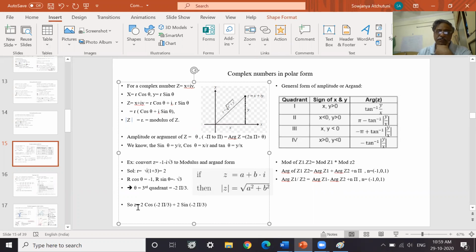So we will write it as 2 cos minus 2 pi by 3 plus i 2 sin minus 2 pi by 3. This 2 is r, this is cos theta, sin theta. So -1 minus i root 3 can be written as 2 cos minus 2 pi by 3, the cos of minus theta is cos theta, so 2 cos 2 pi by 3 minus 2 i sin 2 pi by 3. Here minus, this also minus.